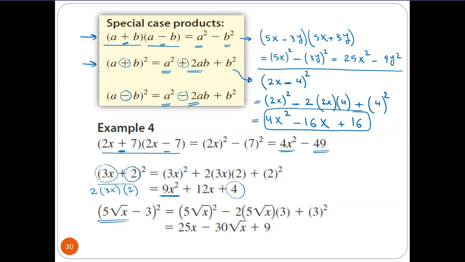Also look at this. This is the first square, the square of 5 is 25, the square of radical x, and 2 multiplied by 5 radical x multiplied by 3: 2 multiplied by 5, 10, multiplied by 3, 30 radical x, and the second square equals 9. Okay, any question?